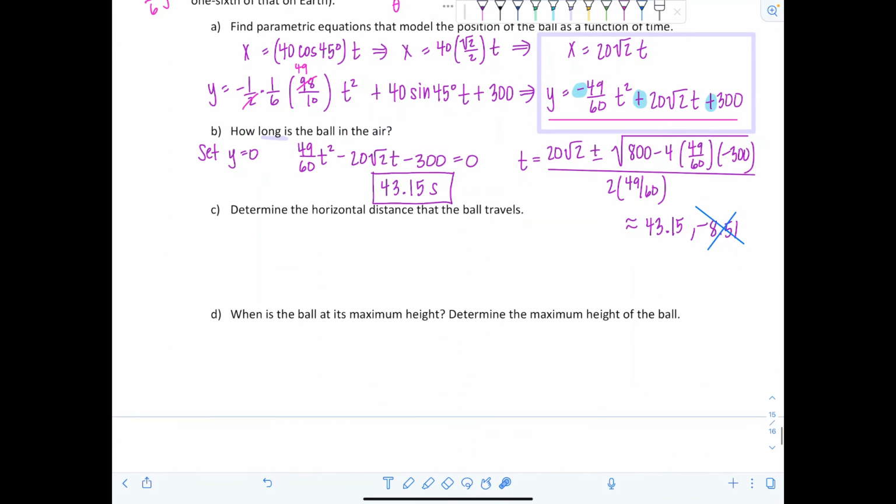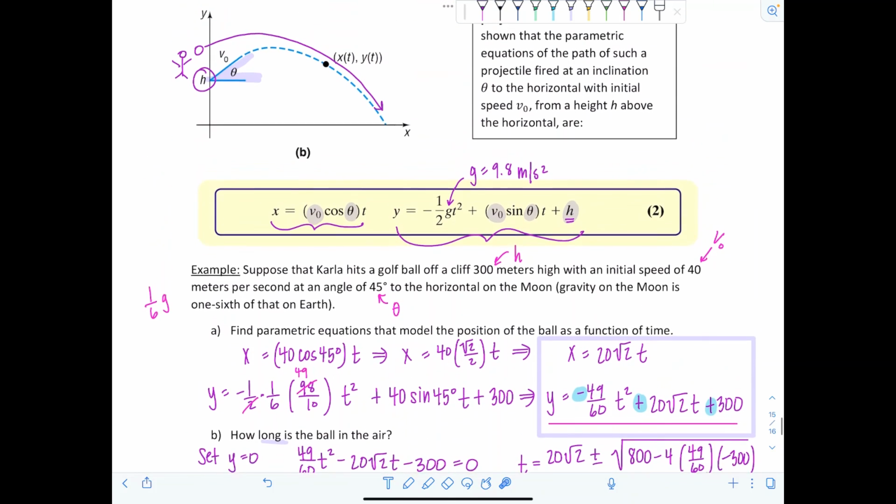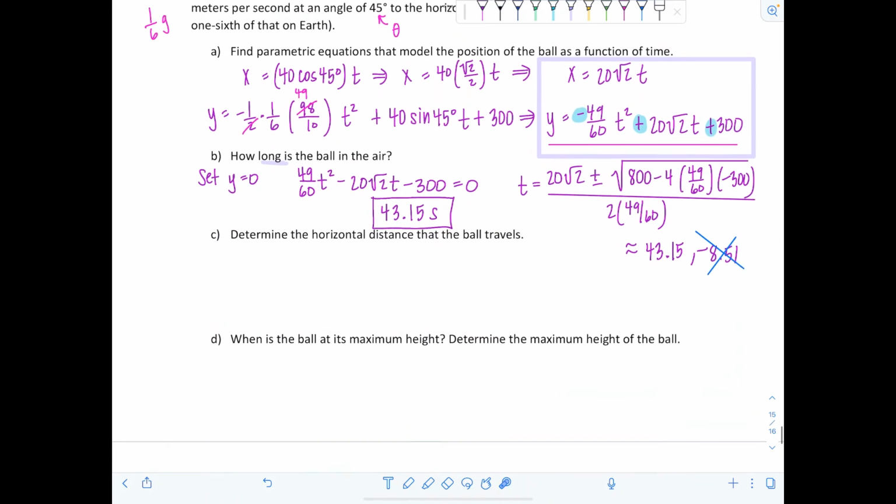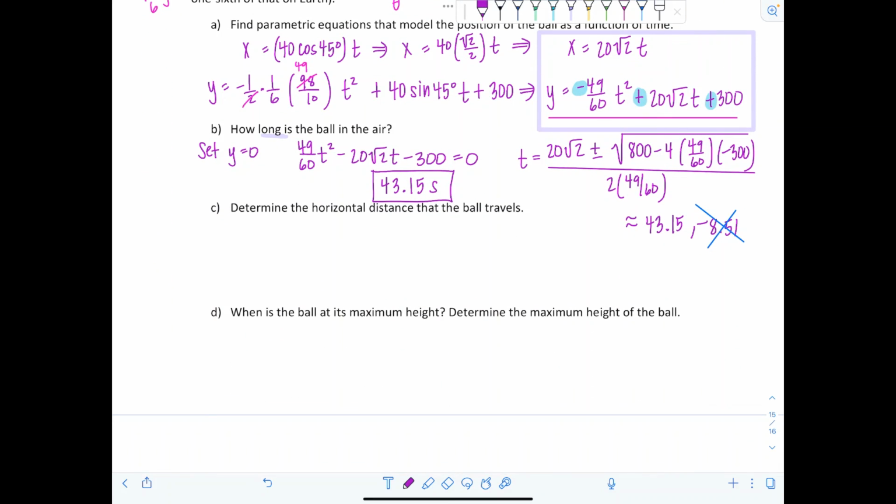Next part, determine the horizontal distance the ball travels. So what it's asking is, what is this distance here? How far does the ball travel in the x direction? Basically we want to know what x is when the ball hits the ground. I know the time at which the ball hits the ground, it was 43.15 seconds. So I'm just going to plug that into the parametric equation that gives me x.